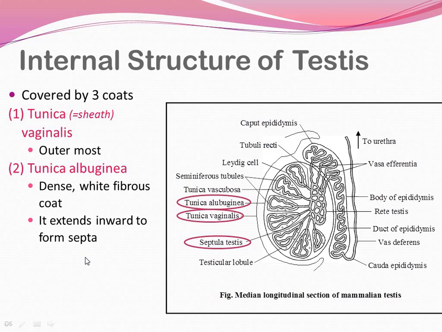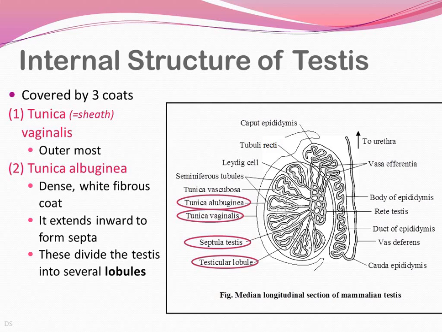And these septa create testicular lobules. We'll check later on that there are not less than 250 testicular lobules present in each testis. So structurally you have many units. This is one lobule, and there are around 250 such lobules present in the testicular structure. The last layer present in the testis, the covering layer, is called the tunica vasculosa, and that is the innermost structure, as you can see here. So these are the three layers.